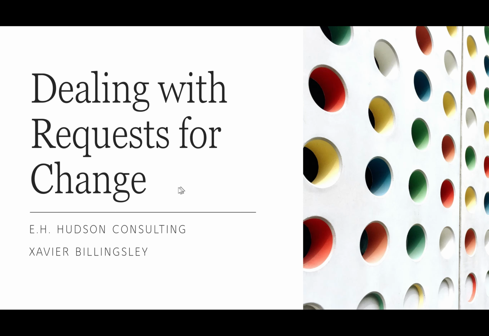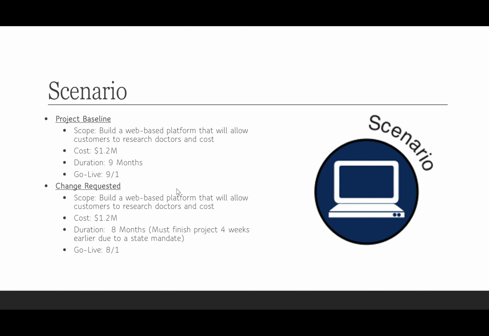Let's start with a scenario. You're 6 months into a 9 month project. So of course at this time you have all of your baselines done. Your scope has been baselined, your budget has been baselined, your duration has been baselined, and that gives us a go live date of September 1st.